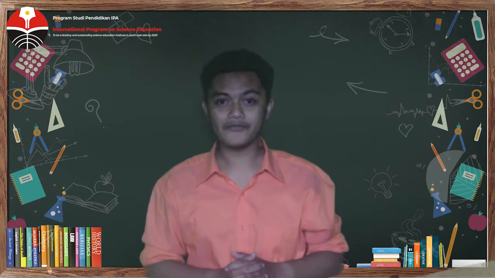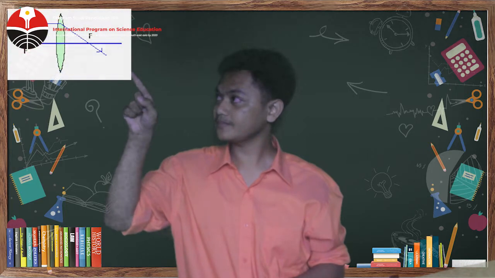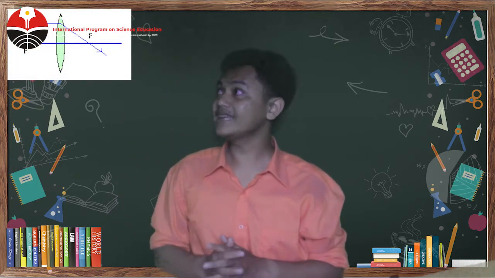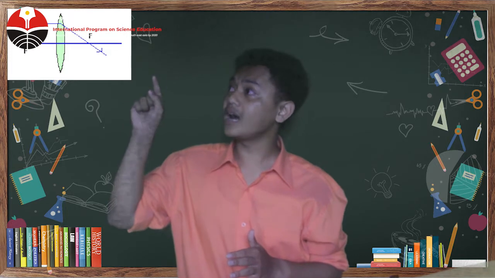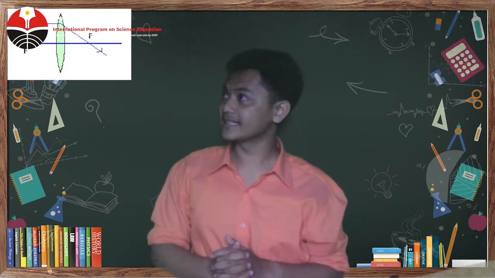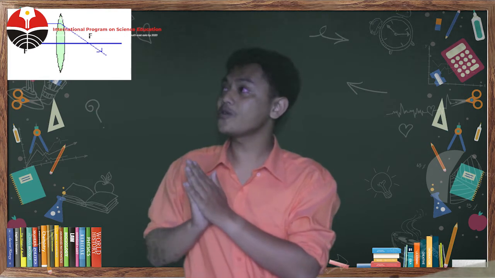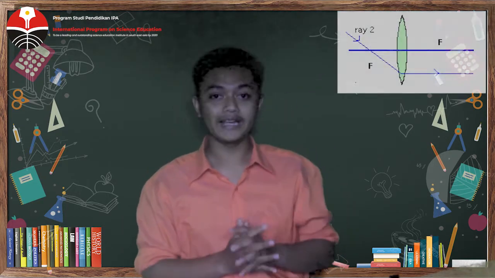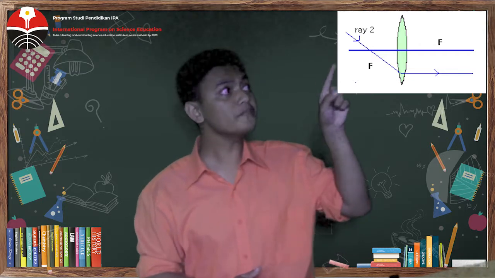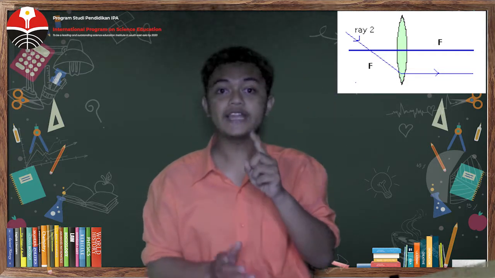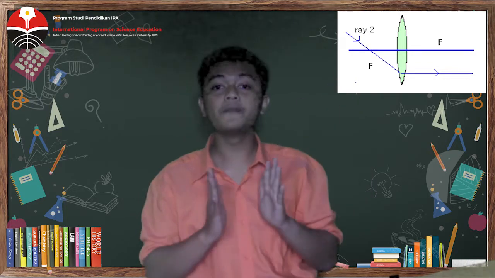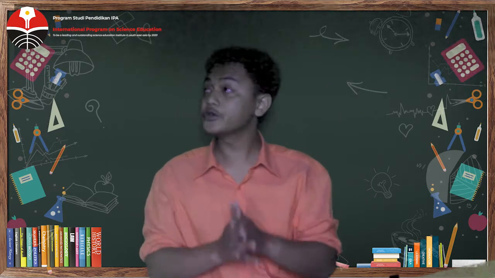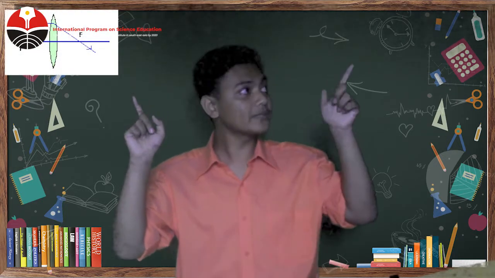First, for the convex lens. The special ray 1 says that the light will come in parallel to the main axis and then will be refracted to the focal point behind the lens. And then the second ray says that the light will come through the focal point in front of the lens and then will be refracted parallel to the main axis. Okay, you can see the pictures of special ray 1 and special ray 2.